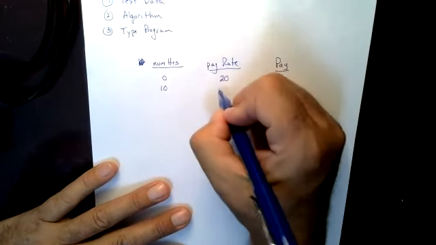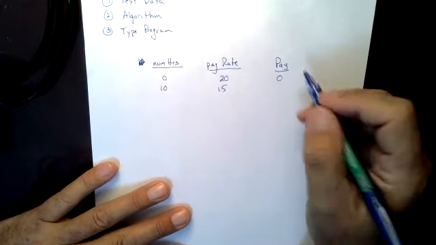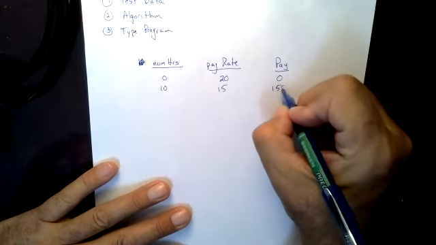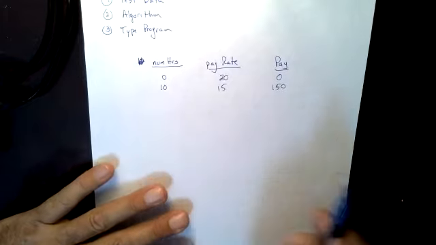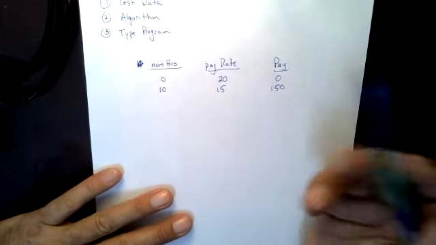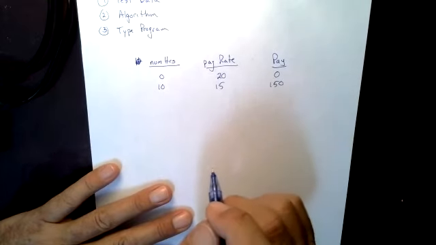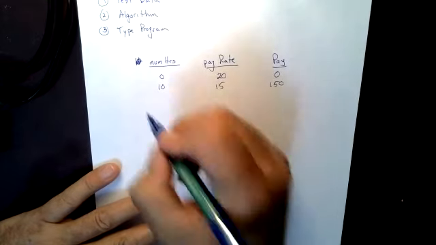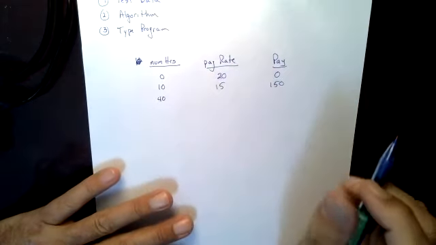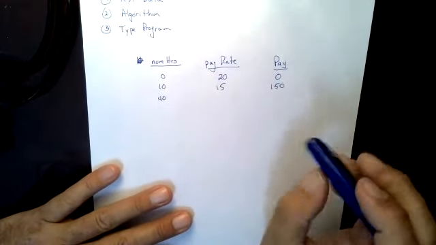$15 an hour. And what was your pay? 150. Right. So we're getting the idea that it's just this times this. Now, thinking program, all of a sudden you get a full-time job. How many hours do you work? 40. Well, hopefully 40. Usually more. What's your pay rate?